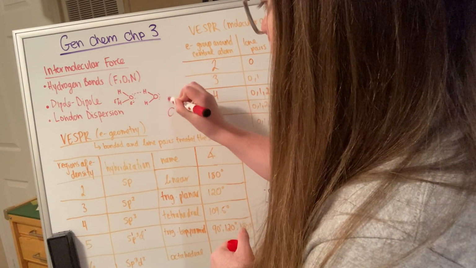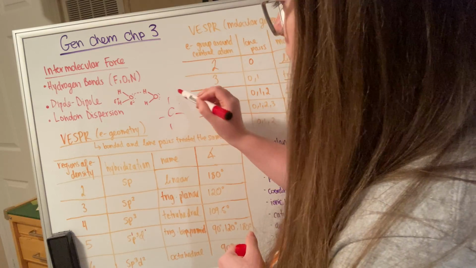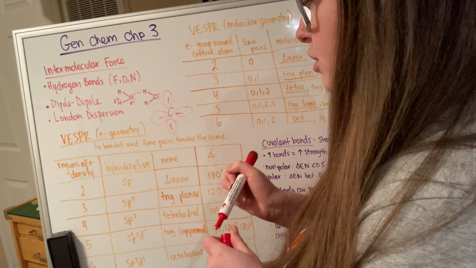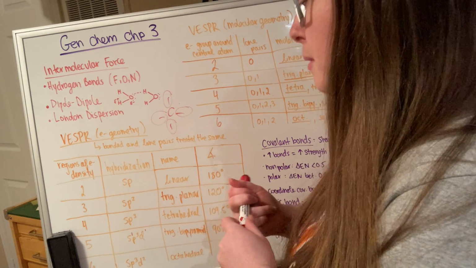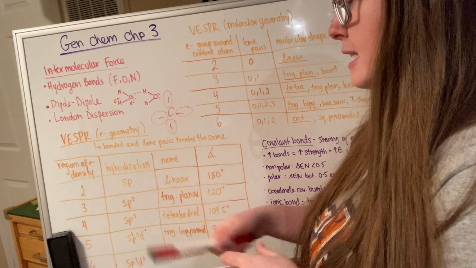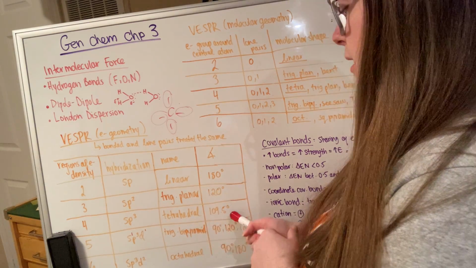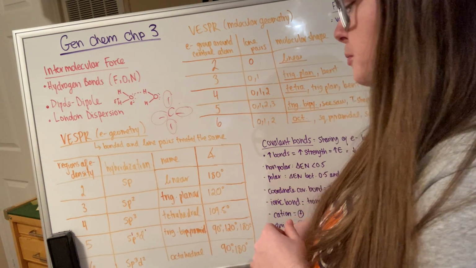So if we had a carbon with 4 regions of electron density, it would be sp3 hybridization and would have tetrahedral electron geometry with bond angles of 109.5.